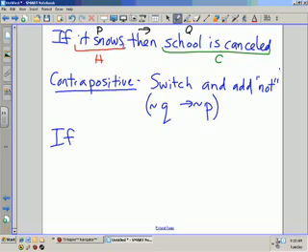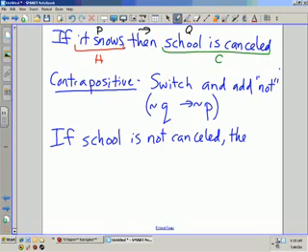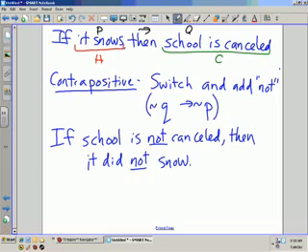And it will be: if school is not canceled, then it did not snow. The order is changed, and of course the word not is thrown in as well. This is the contrapositive. Not Q implies not P. So we have them: converse, inverse, and contrapositive. They are the important ones.